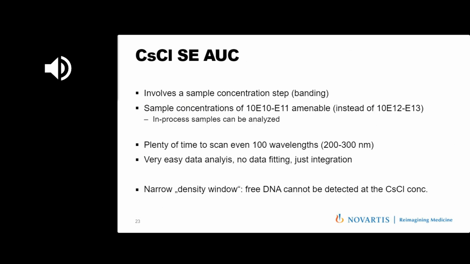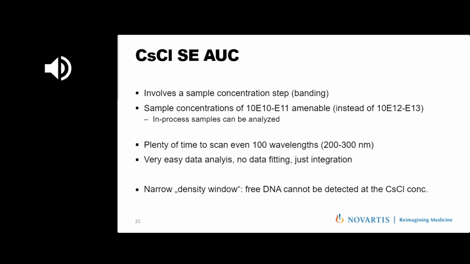Okay, so cesium chloride SE-AUC is really handy because it involves a sample concentration step, which means you can start at very low concentrations. If you do the math, it's in the range of perhaps 5% of the material you need for a multi-wavelength sedimentation velocity experiment. And as there's a concentration step involved, you may also look at in-process samples, for example, where the titer is often in the range of 10 to the power of 9 or 10, so 2 orders of magnitude lower than for the final product. You have plenty of time. You can scan as many wavelengths as said before.